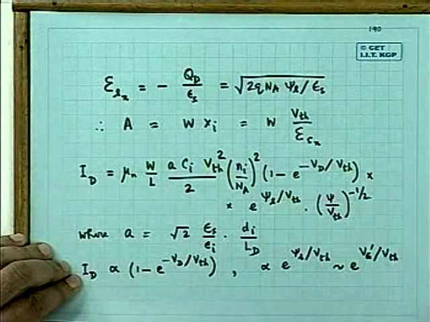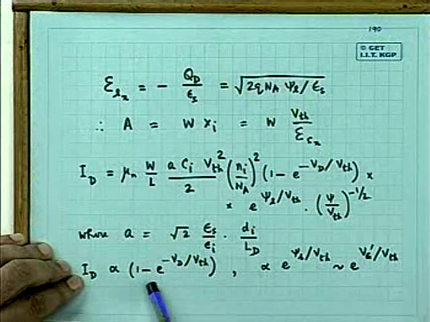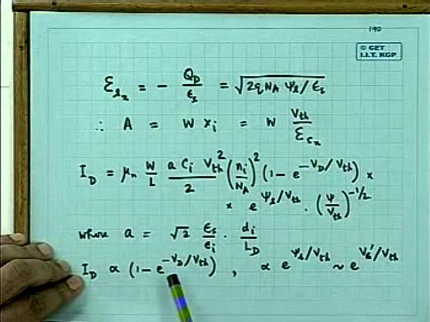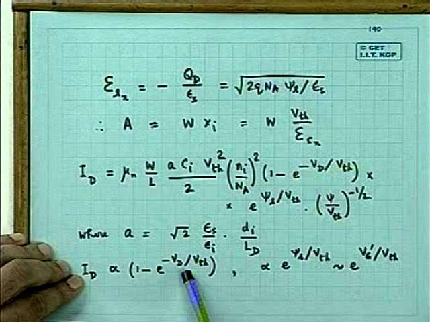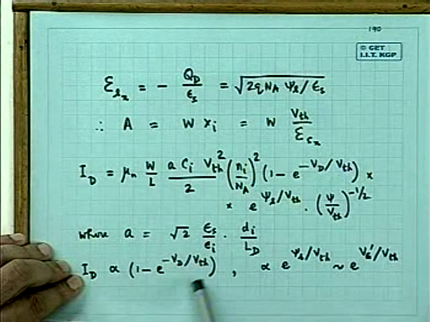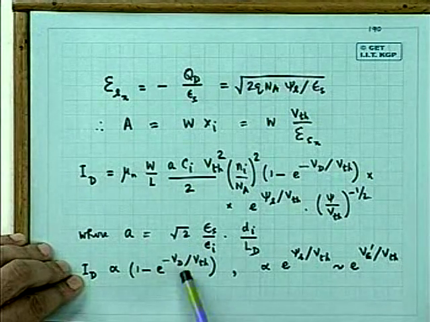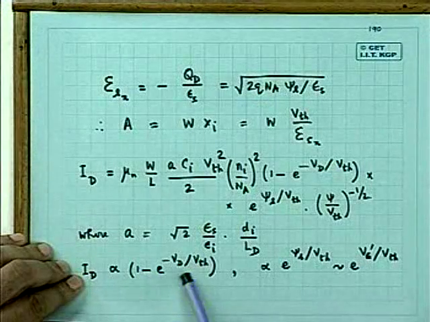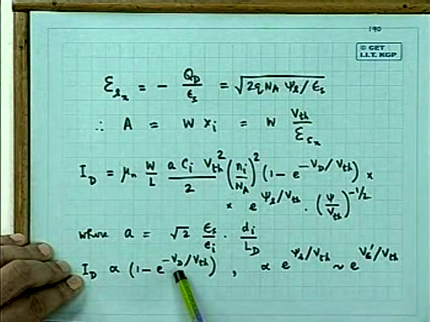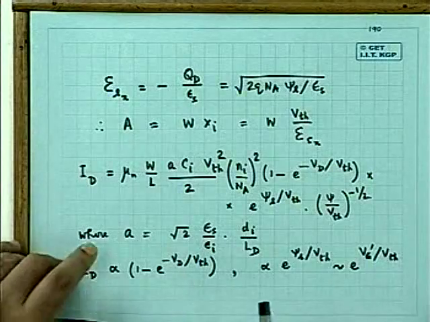It should increase exponentially with psi s or Vg, and it is very less dependent on Vd because of this kind of nature of dependence. Because this term with positive Vd gradually becomes very small and negligible compared to unity. So the dependence on Vd is extremely weak.